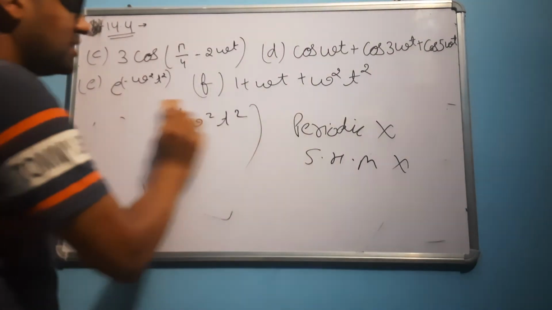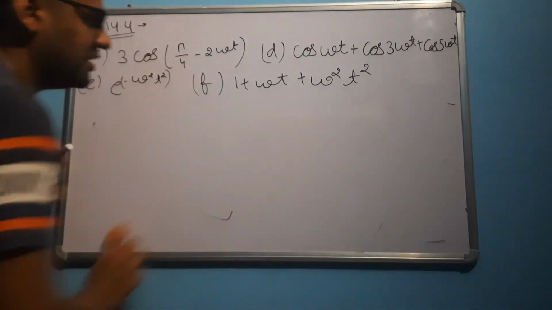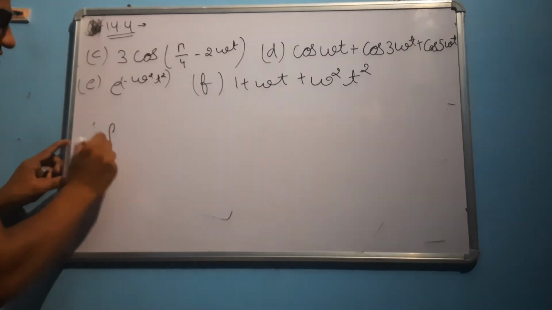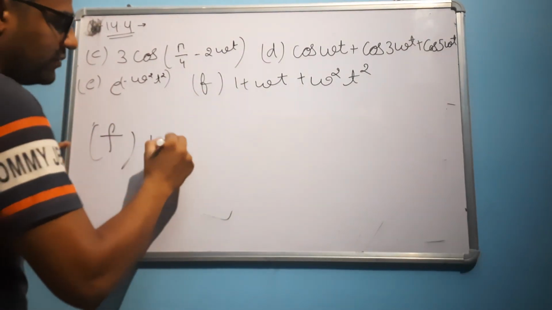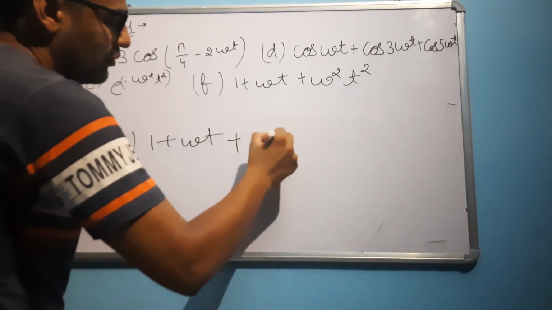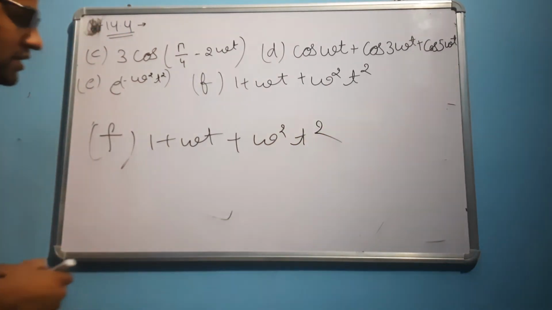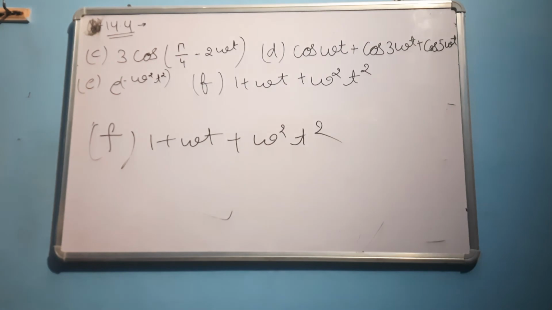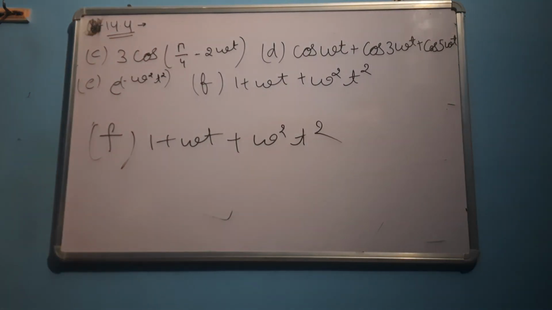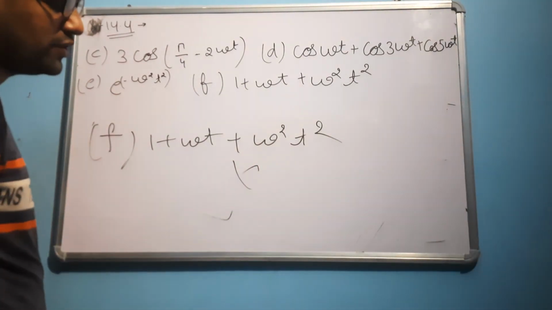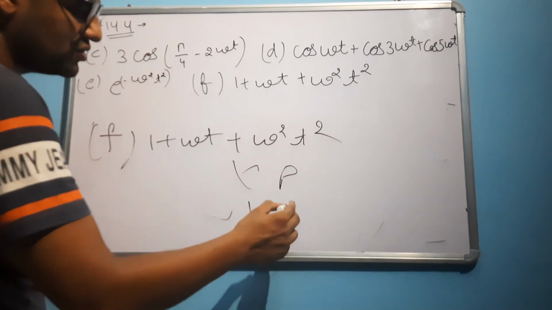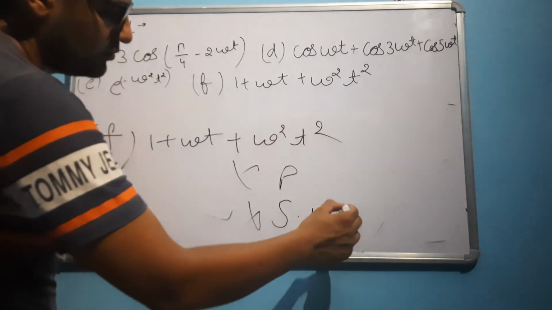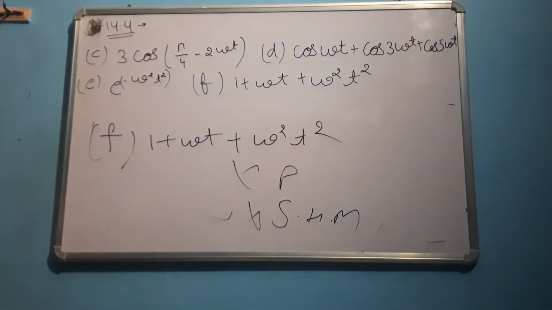Okay, now the last part F, which is 1 plus omega t plus omega square t square. It is an increasing function, and it does not contain a cos or sine function anywhere, so it is neither a periodic function nor is it showing simple harmonic motion. So we are complete with this question. Thanks.